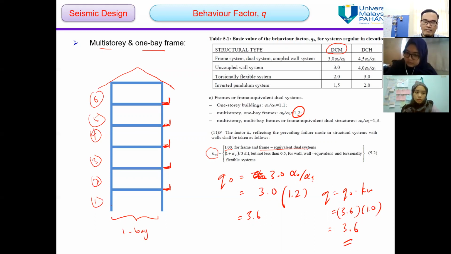Okay. For wall, if the wall resists more than 50% of the FB, it is under the category of wall equivalent dual system. So we have to derive based on this one. Okay, this is for a higher level of study, we can go through this one. For the undergraduate, I only limit to frame or frame equivalent dual system.